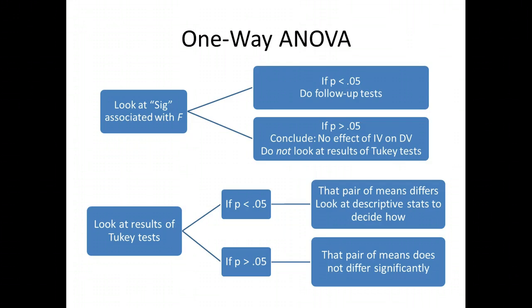When I look at the results of the Tukey tests, there will be a test for each pair of means. So I pick a pair of means, and if p is less than 0.05, that pair of means is different from each other, and I can look at the descriptive statistics to decide how they differ, which group is higher than the other. If I look at a pair of groups with a Tukey test and the probability is greater than 0.05, then that pair of means does not differ significantly.